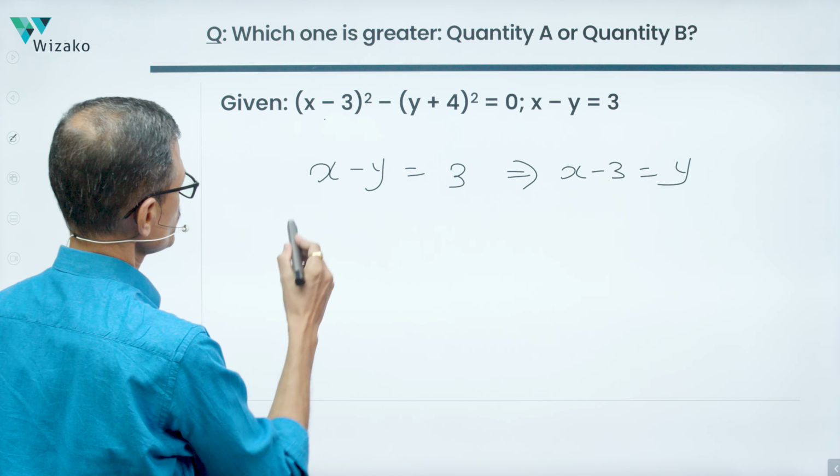So this becomes, instead of an x minus 3, we can replace it with a y: y square minus y plus 4 the whole square equals 0, is what we have. We can proceed along 2 paths, right? One is you can expand this; y square will get cancelled. You can solve it, which is not going to be very difficult. There's an alternative approach also. I'll walk you through both of these.